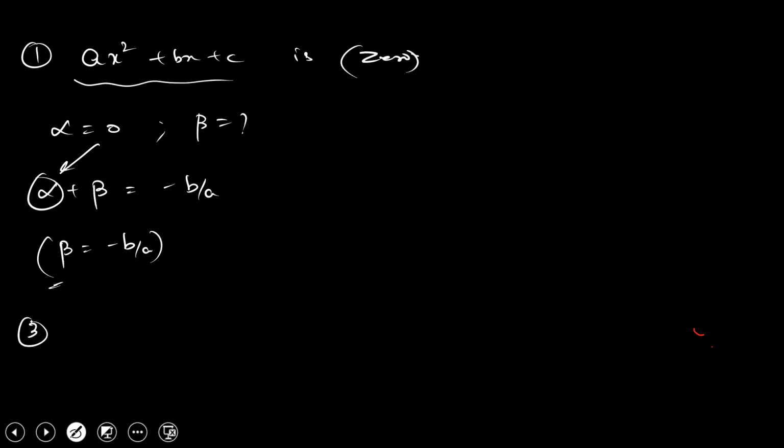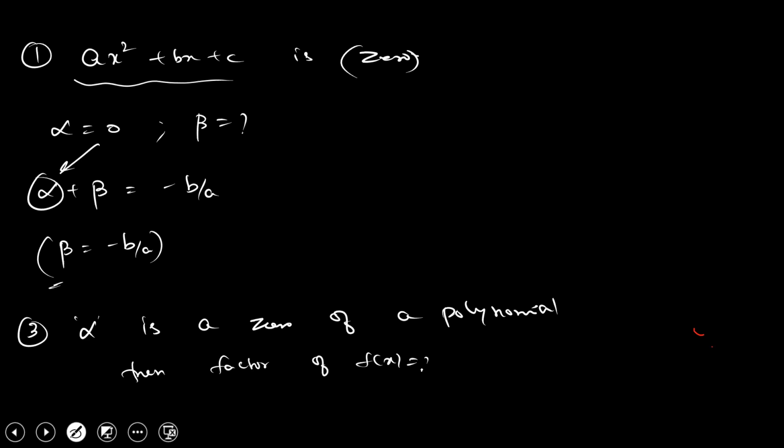So there is another question asked like this. If a real number alpha is a zero of a polynomial f of x, then a factor of f of x is what? I already taught you now. x minus alpha. That's the answer. Right? Very good.